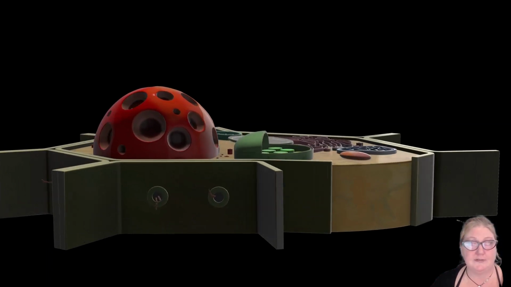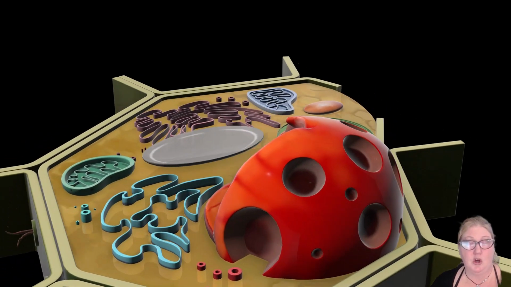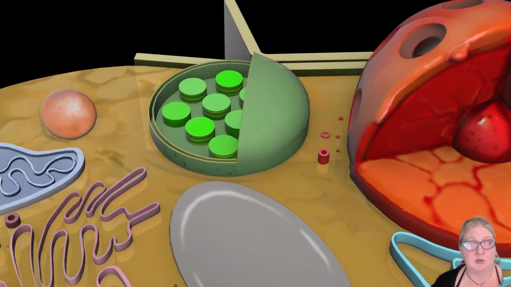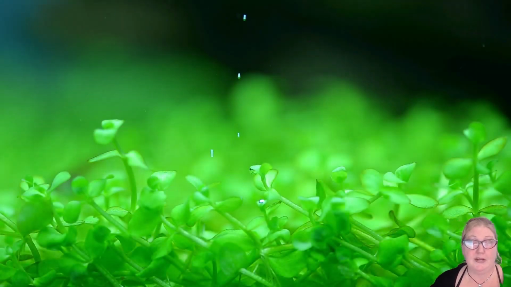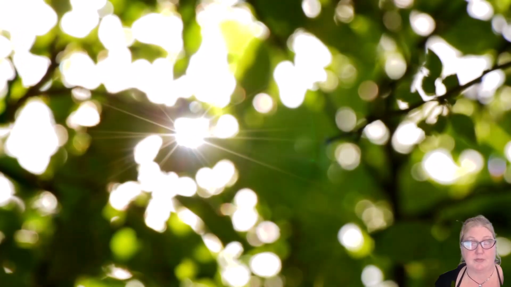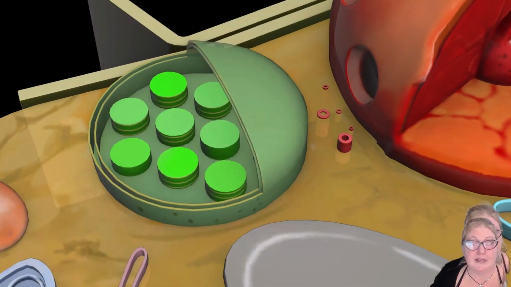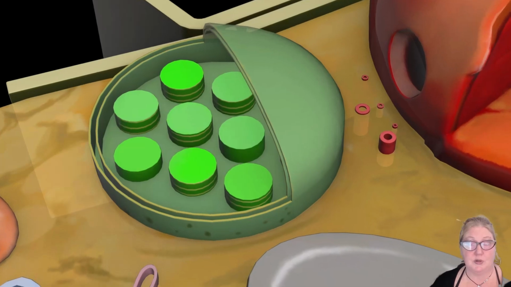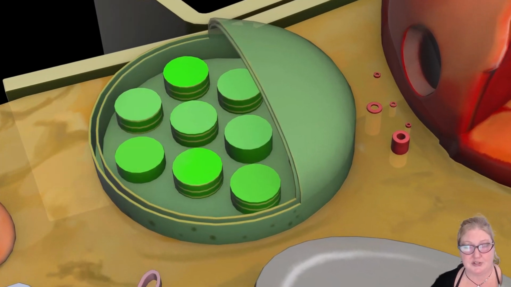Chloroplasts are the sites of photosynthesis. All green parts of a plant have chloroplasts. Their green color is from chlorophyll. Chlorophyll is a pigment, which is a light-absorbing molecule that exists in the chloroplast. It plays a central role in converting solar energy into chemical energy.